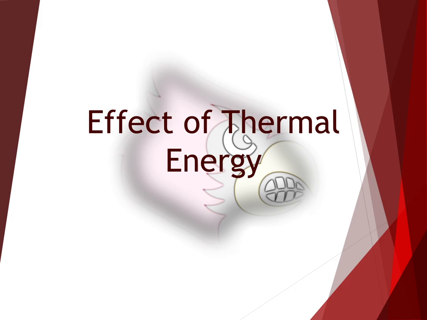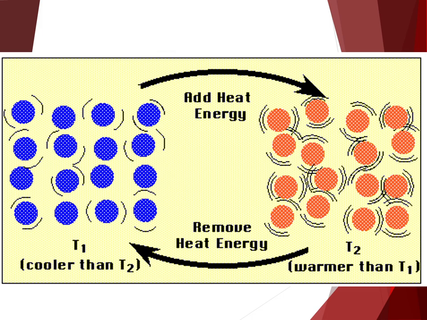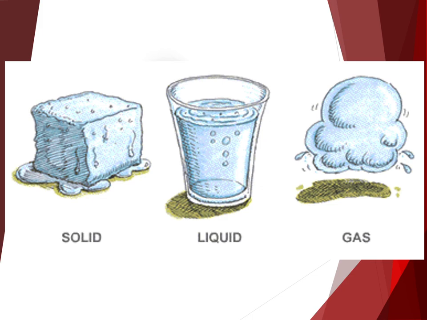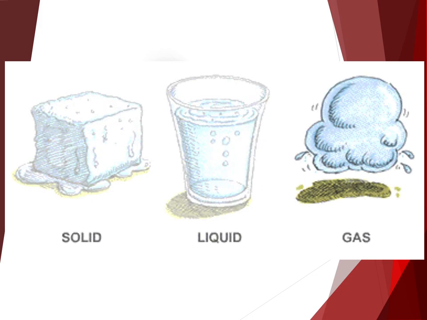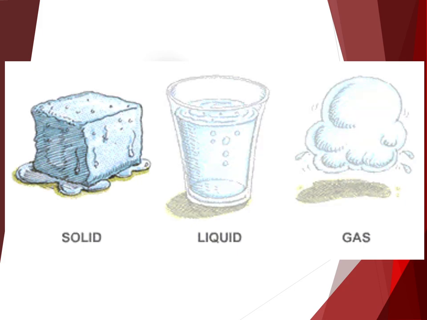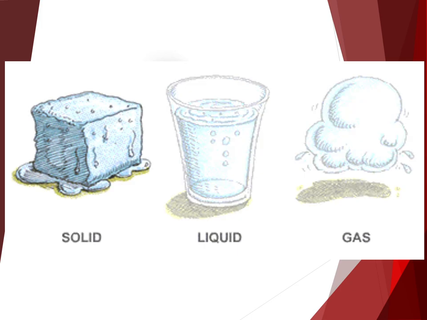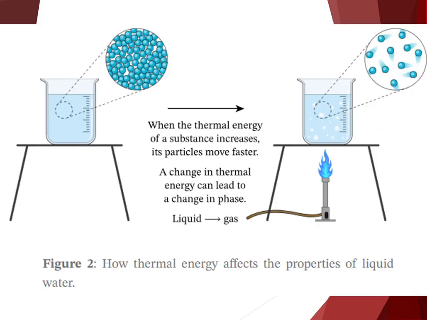Our first main idea is the effect of thermal energy. When thermal energy is added to or removed from a substance, the effect is either to change the substance's temperature or to change its state of matter. A change of state is also called a phase change. It occurs when a substance changes among its solid, liquid, gas, and plasma states.